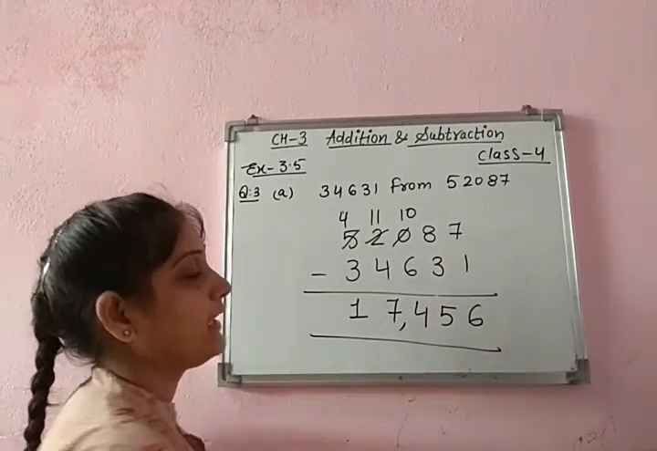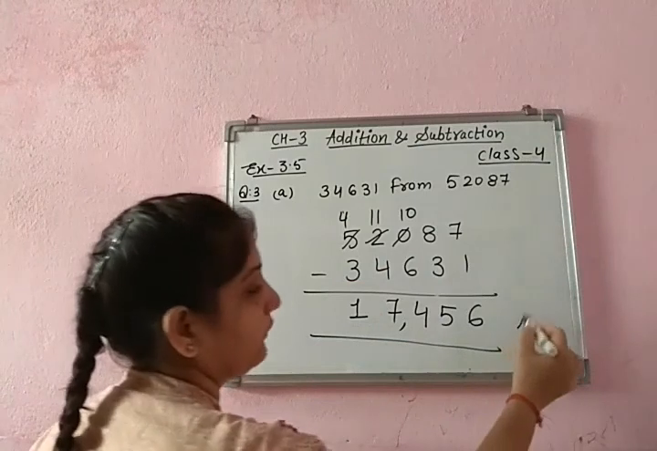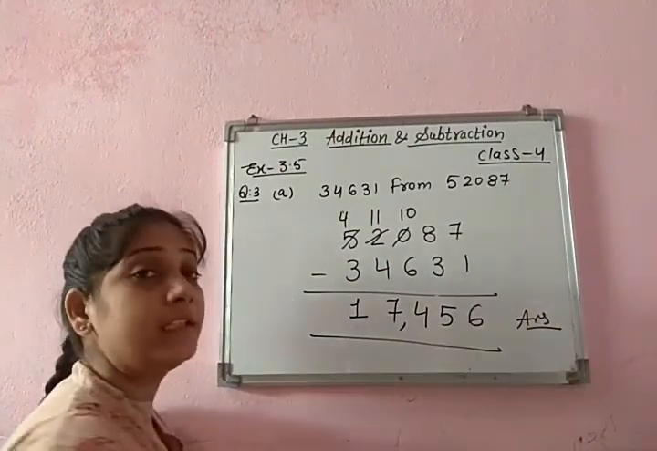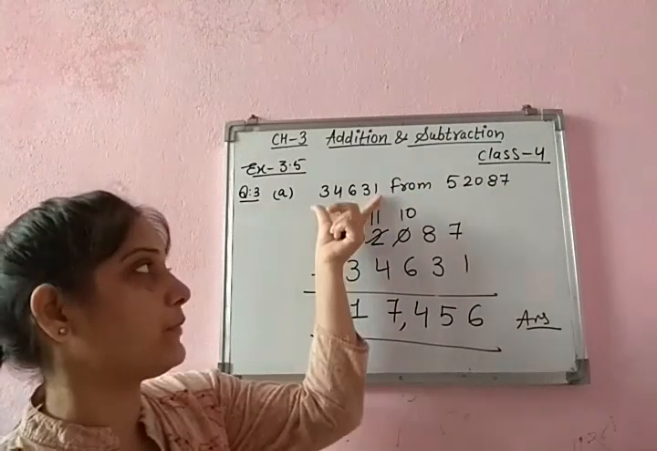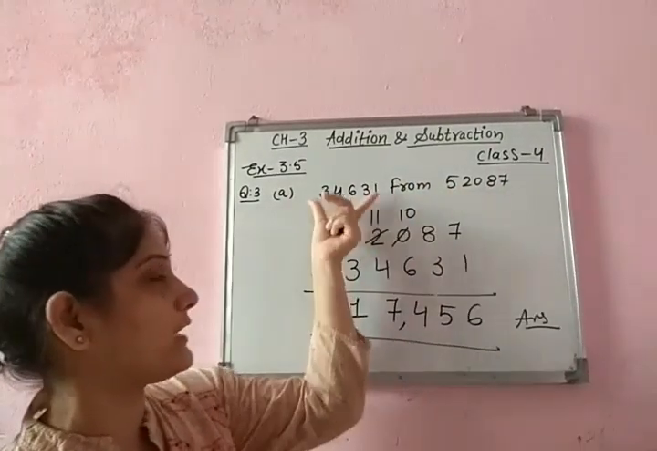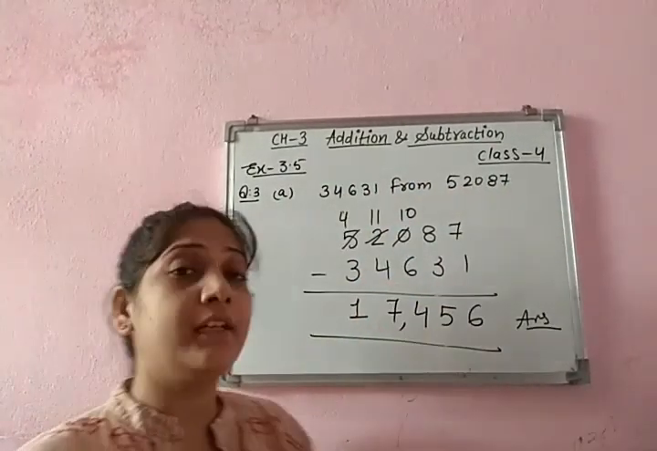So the answer is 17,456. This is the difference. Children, this is the minuend and this is the subtrahend. The minuend is written first and the subtrahend second, and you will get the difference.